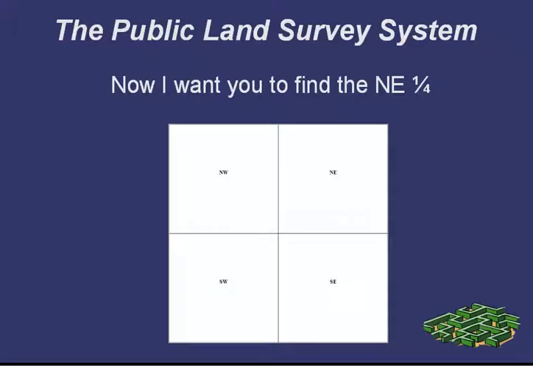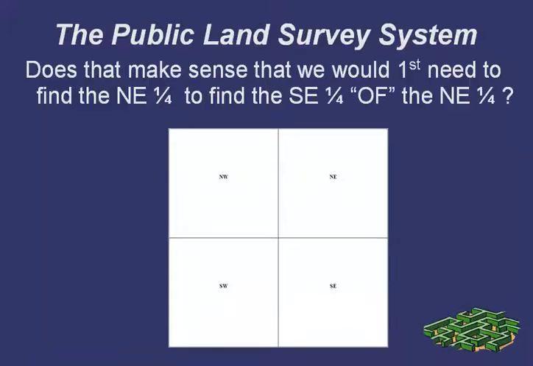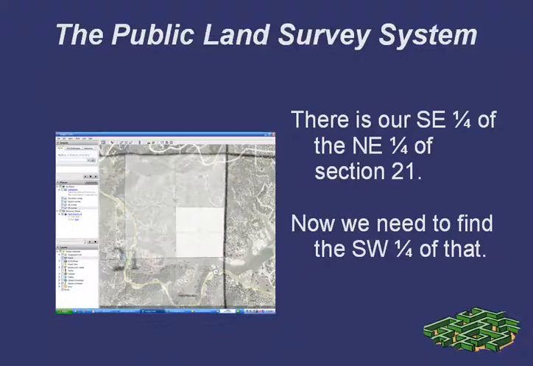Okay. Now I want you to find the northeast quarter. Now what if I told you to find the southeast quarter of the northeast quarter? Does that make sense that we'd first need to find the northeast quarter to find the southeast quarter of the northeast quarter? Okay. So what we've done is we added another overlay to the northeast quarter. Now we need to find the southeast quarter. This is our southeast quarter of the northeast quarter of section 21.